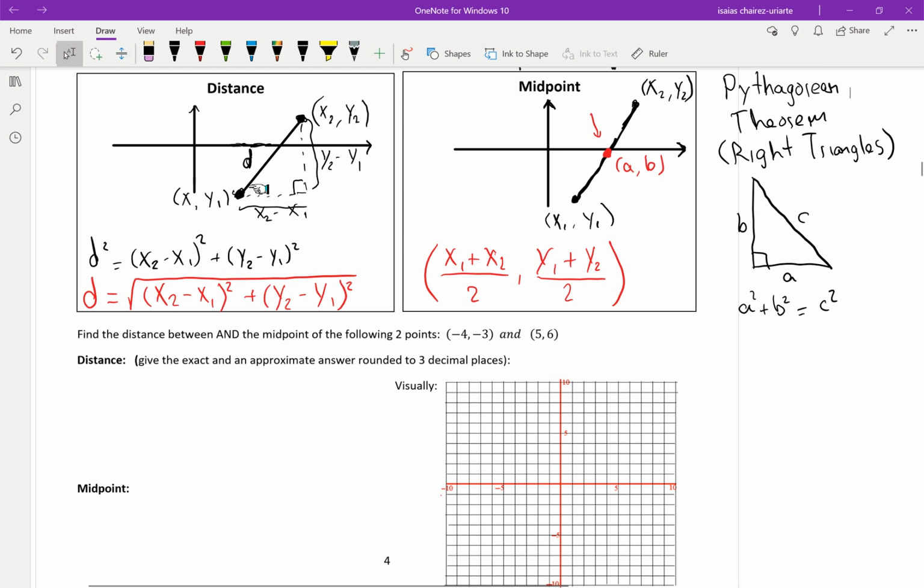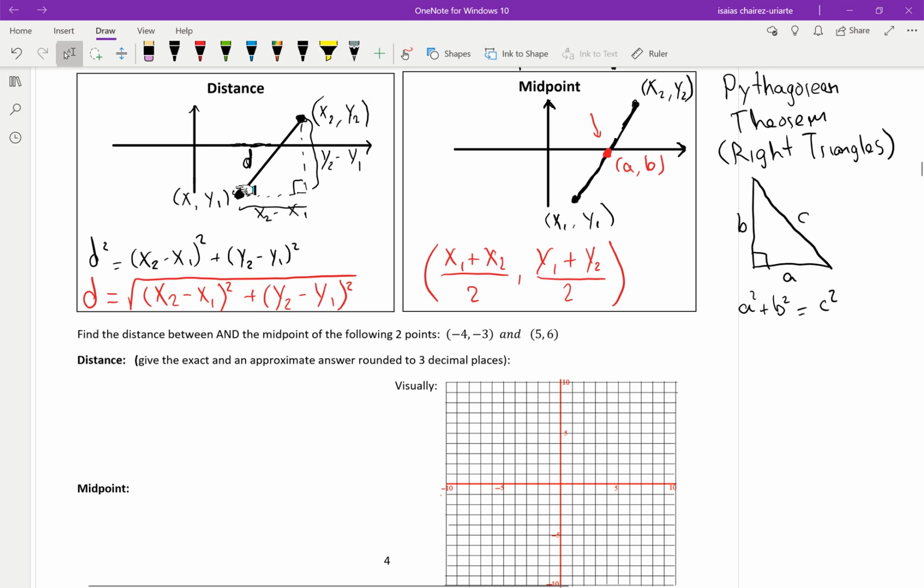So I was given 2 points, the point x1 comma y1, and the point x2 comma y2. Imagine a straight line between these 2 points. Right now what I want to know is, what's the length of that straight line? How long is that straight line? I'm calling that length d. I want to know the distance between the 2 points.